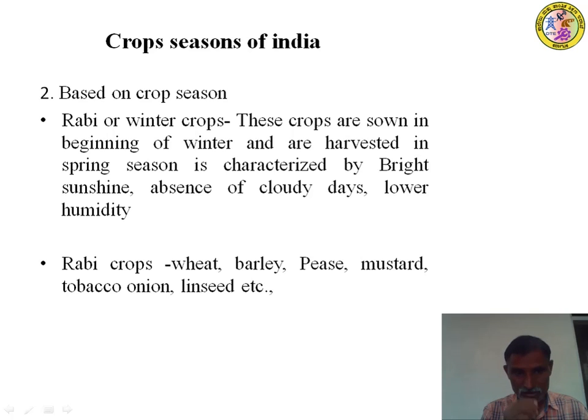Similarly, the crops under Rabi are classified. Examples of the Rabi crops are wheat, barley, peas, mustard, tobacco, onion, etc.